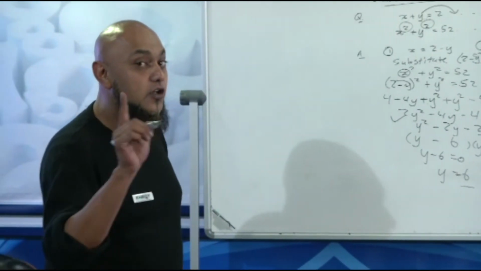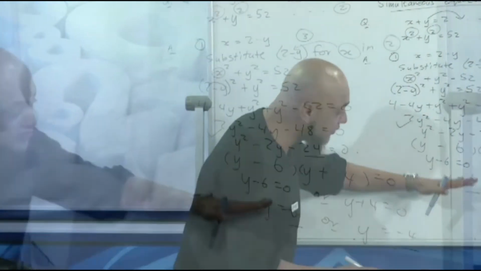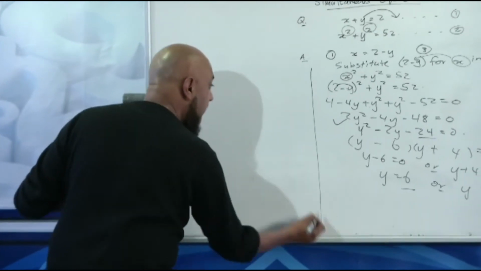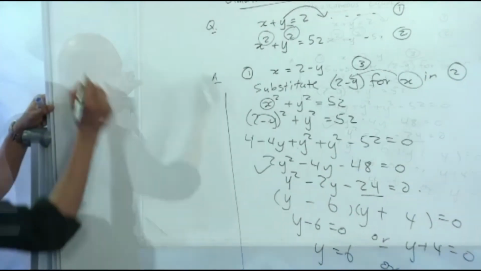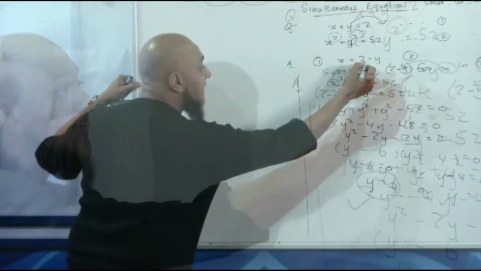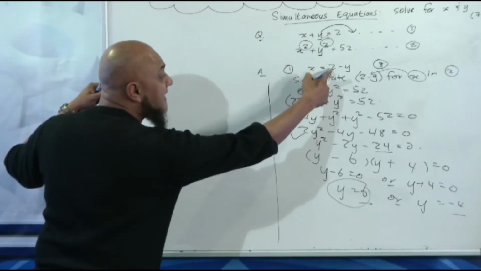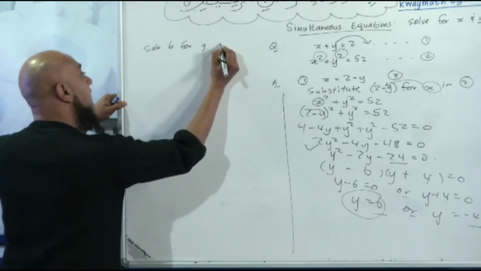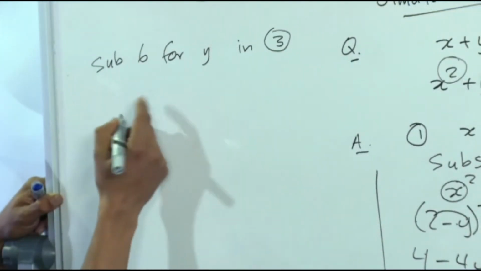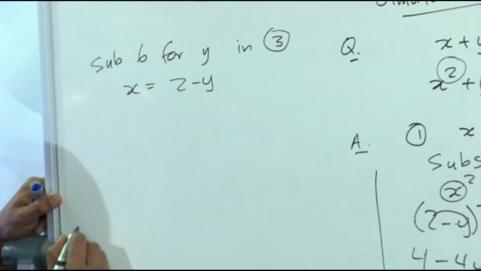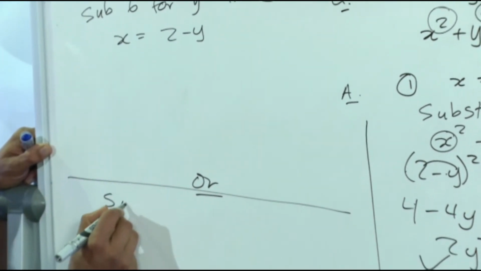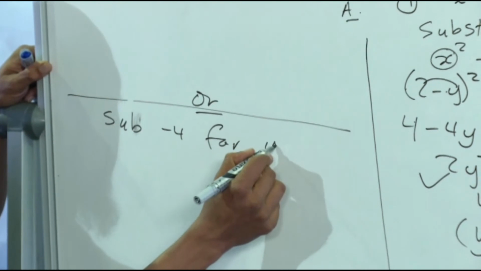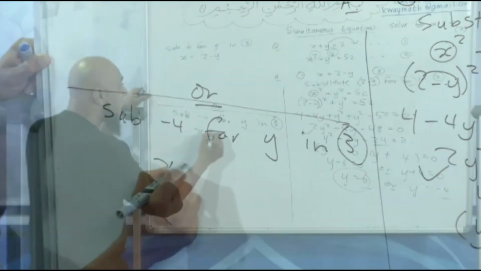Have we solved for x? Not yet. Let's now go and solve for x. I'm just going to move on to the side because we don't have enough space here. We say for our first solution, substitute 6 for y in equation number 3. You could have put it in equation 1, but equation number 3 is easier. That's your first x solution. Or your second solution, substitute negative 4 for y in equation number 3, x is equal to 2 minus y.